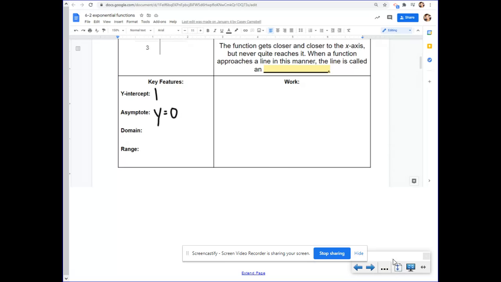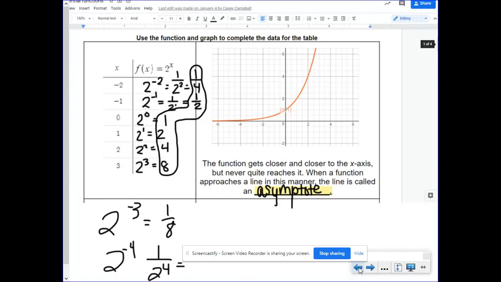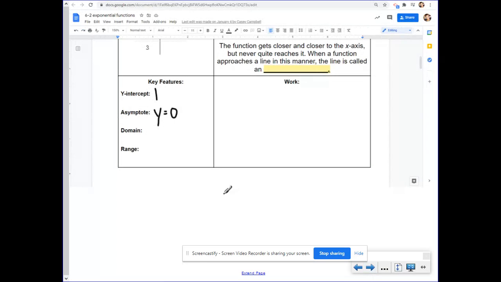Domain. So those are the different values you can use for x. So what kind of values can I plug in for this little x right here? Is there any restriction at all that I can use? So if there's no restriction, the domain is all real numbers. I can use any real number that we know.